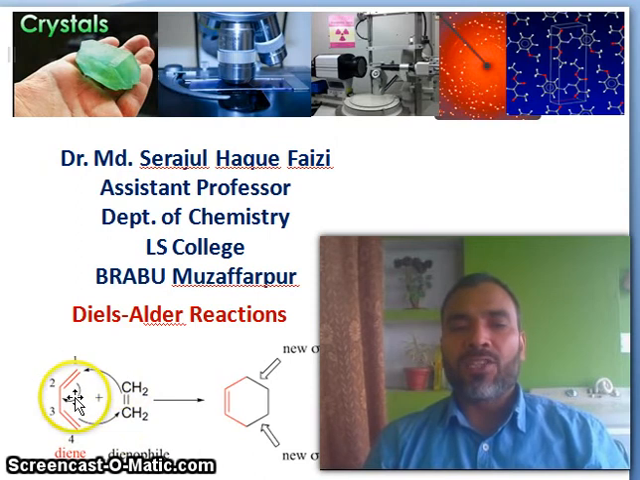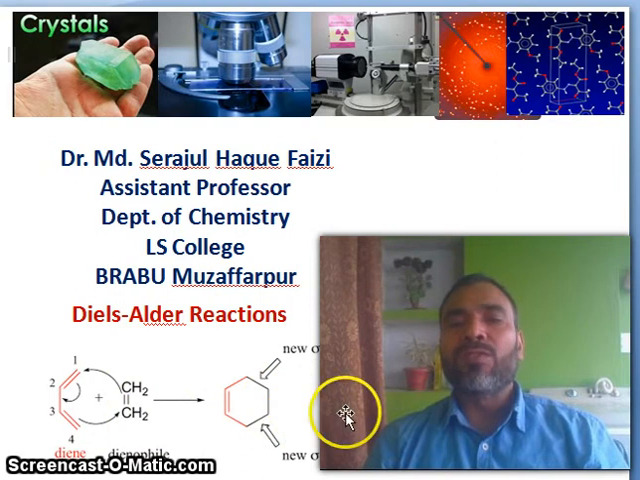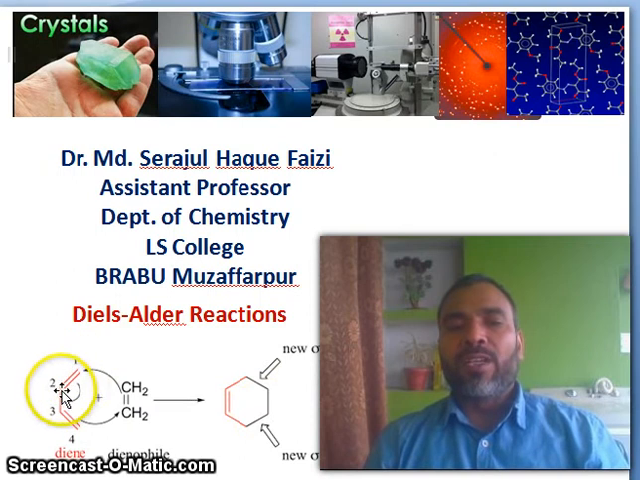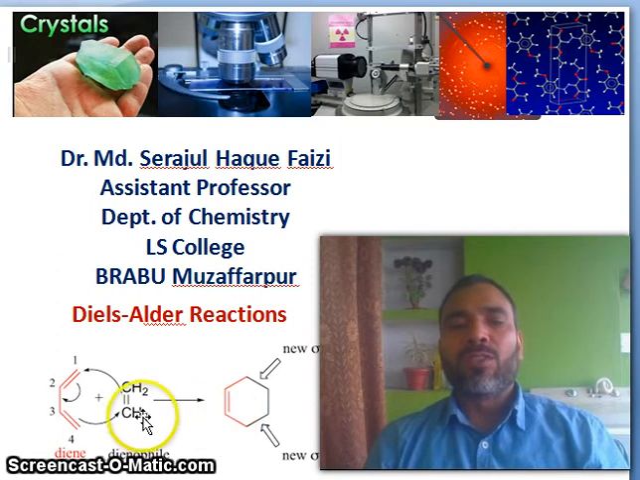So cyclization occurs and the ring forms. There are no atoms removed as byproducts. You see here CH2 is here. Yes, CH2 is here. 1, 2, 3, 4 hydrogens are here. You can see here 1, 2. So this is all about the Diels-Alder reaction.